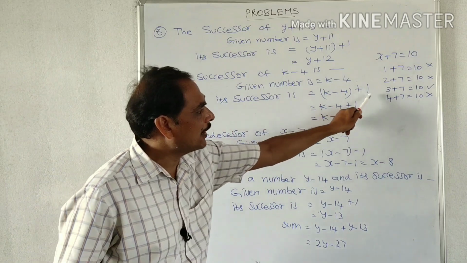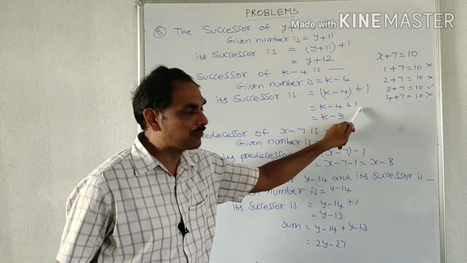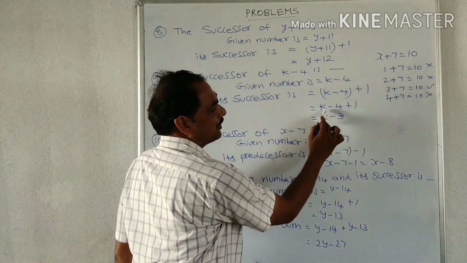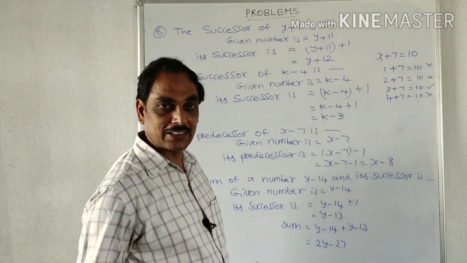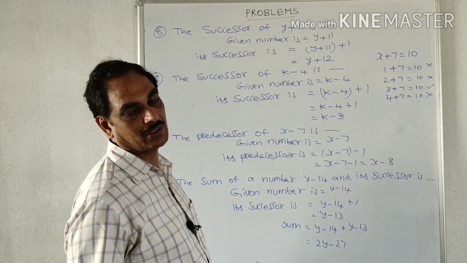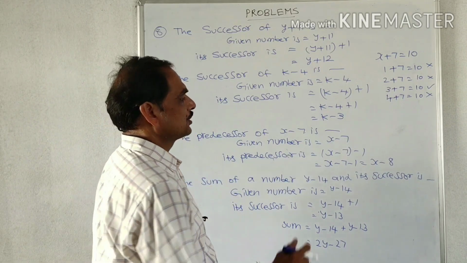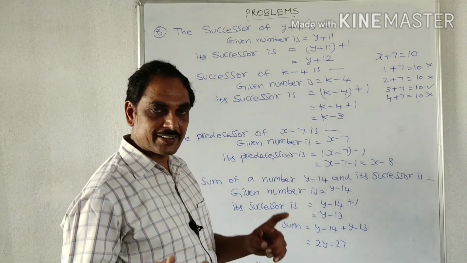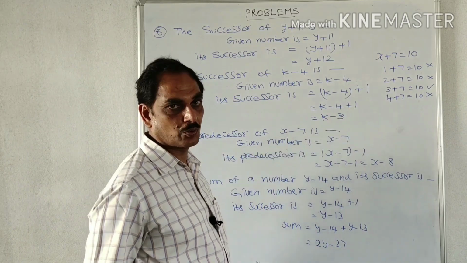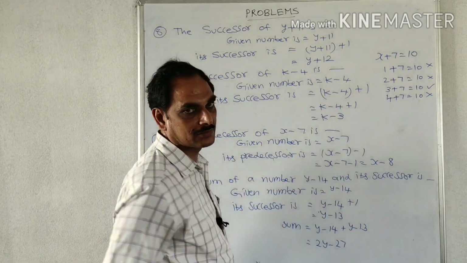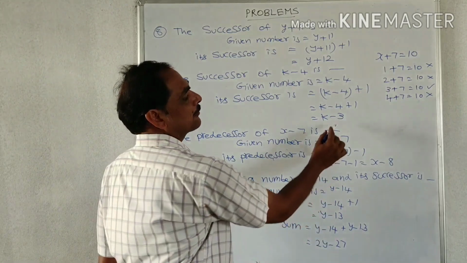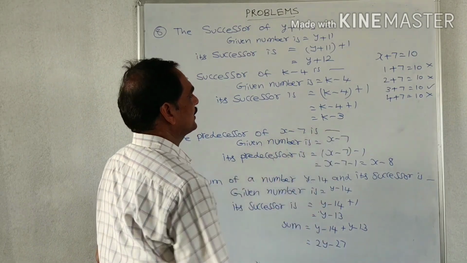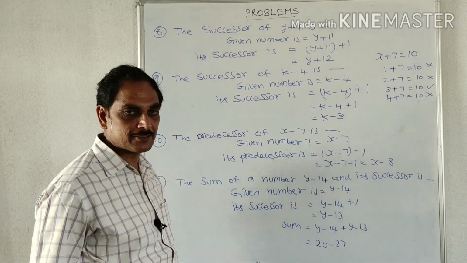Successor means we add 1 to the number, k minus 4 plus 1. Here also k is a variable and 4 and 1 are constants. So we add only constant terms or only variable terms, like terms: minus 4 plus 1. Here we have two symbols, one is negative and the other is positive. So we subtract 1 from the bigger number, 4 minus 1 is 3, and put the symbol which the bigger number has. So k minus 3 is the successor of k minus 4.